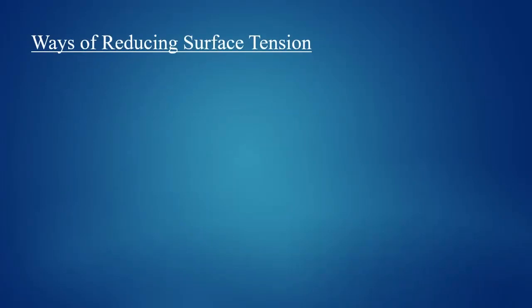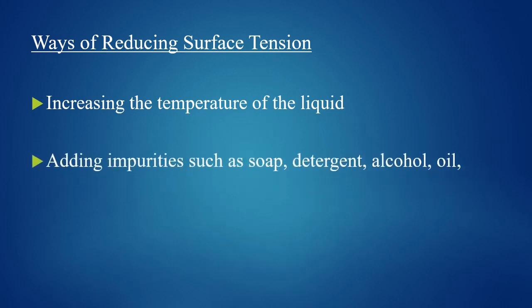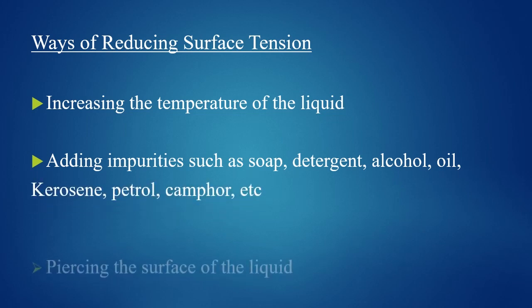Then the need arises to reduce surface tension when not desirable. We can reduce surface tension by increasing the temperature of the liquid, and we can reduce surface tension by adding impurities such as soap, detergent, alcohol, oil, and so on. Also, it can be reduced by piercing the surface of the liquid in question.